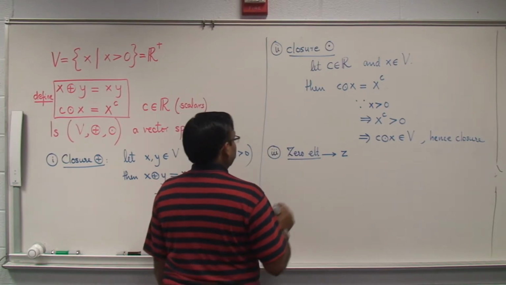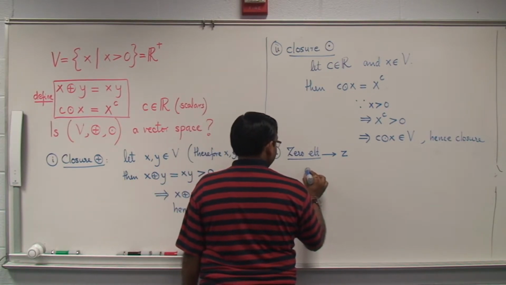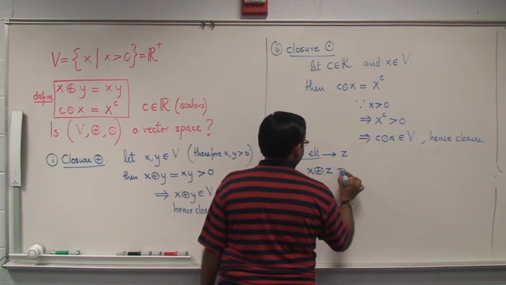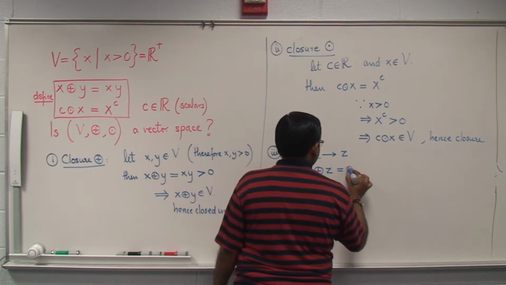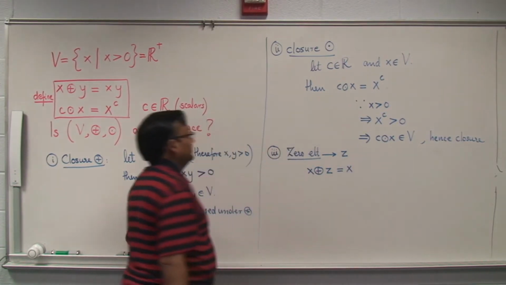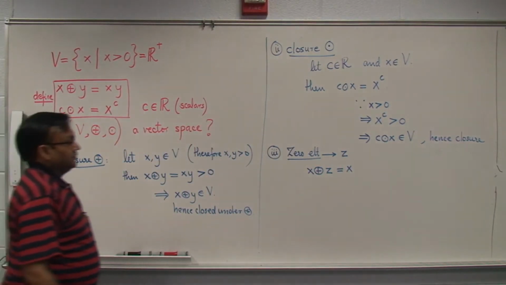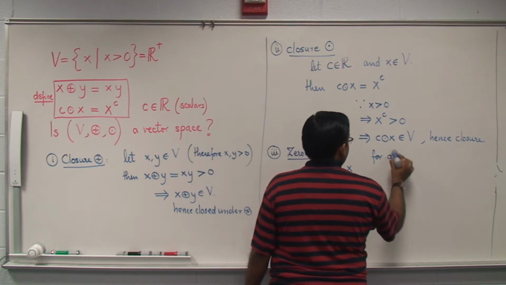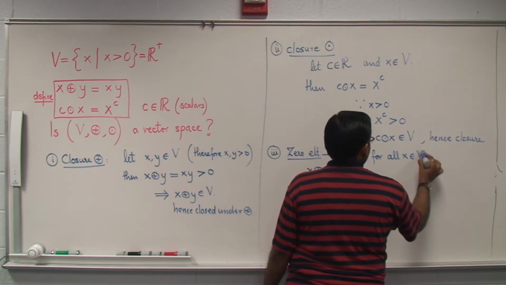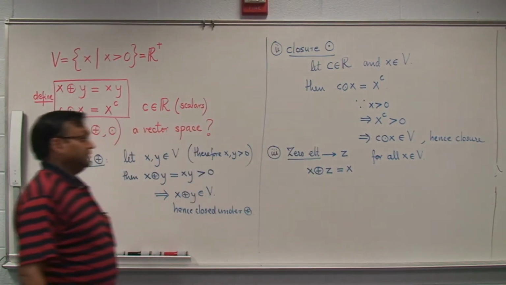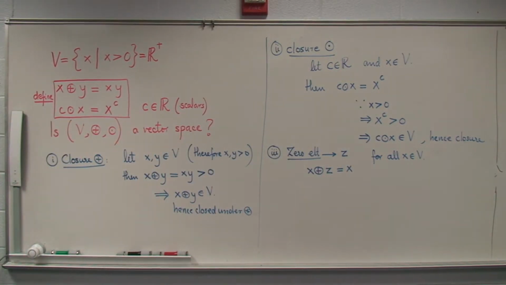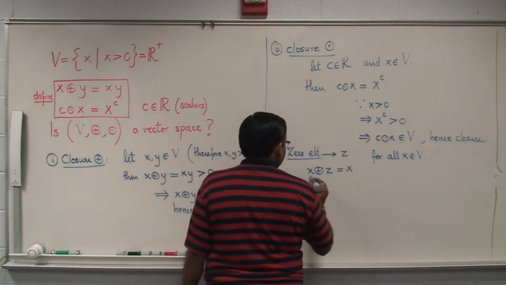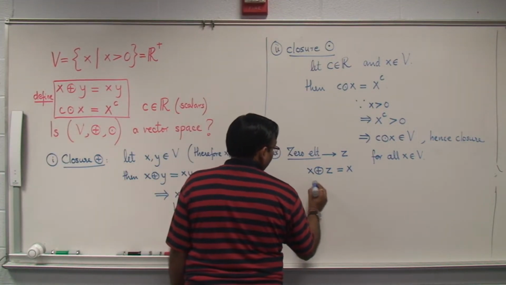Zero element. So what should be the property of the zero element? Zero element when added to any other element should produce me the same element. Okay. So for all x in V, if I can find such a Z in V which can do this for me, then it'd be nice. So what is exactly that we want?